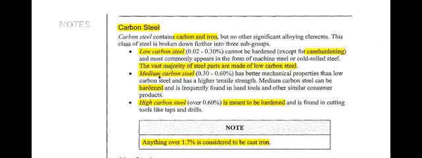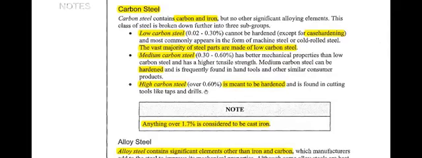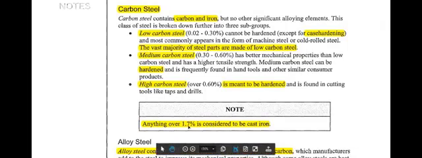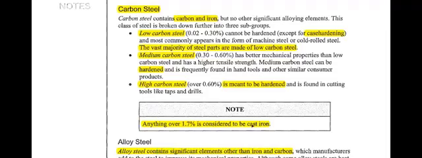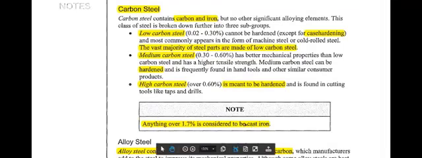But if you want something harder, then you have to stick with medium carbon or high carbon content. Higher carbon content means it will be much, much harder and it will harden all the way through. Now, on the other hand, anything over 1.7% carbon is considered to be cast iron. So gray and white cast irons have 3-4% of carbon.